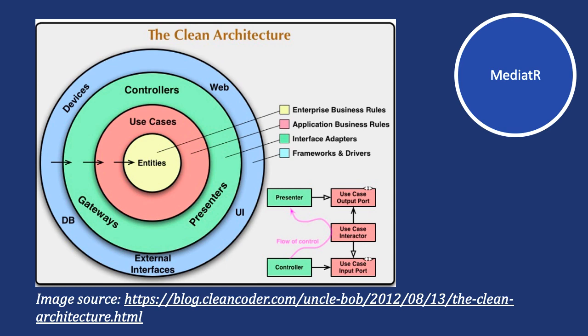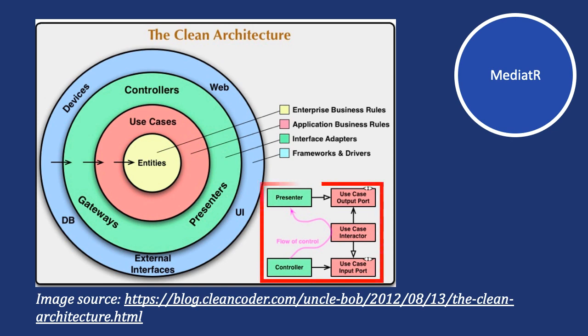Nothing in an inner circle can know anything at all about something in an outer circle. And in particular, the name of something declared in an outer circle must not be mentioned by the code in an inner circle. In other words, our application project has zero knowledge of what's going on in our API. Our use cases know nothing about our controllers. But our controllers can execute code inside our use cases. But from our use cases, we need to return an object to our controllers in the API.